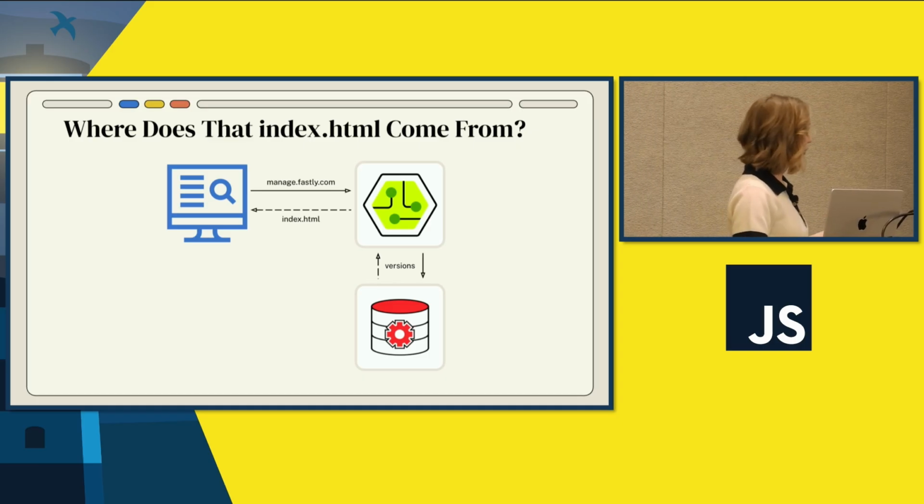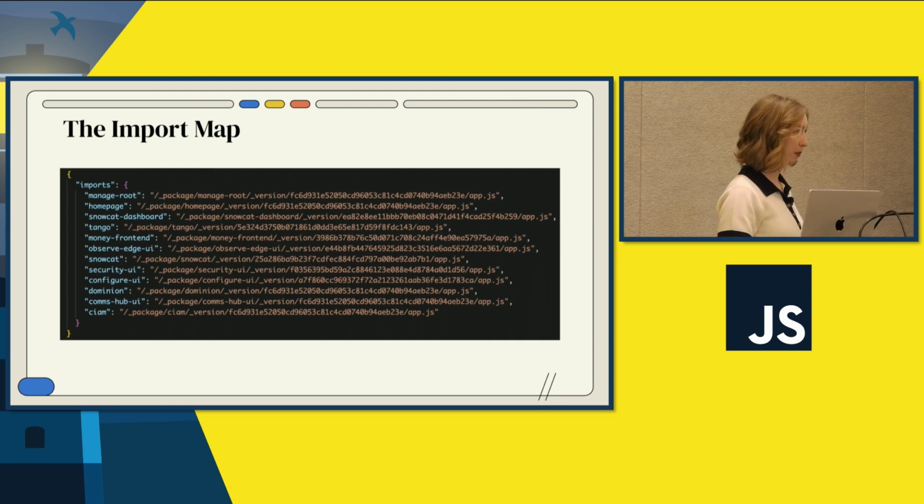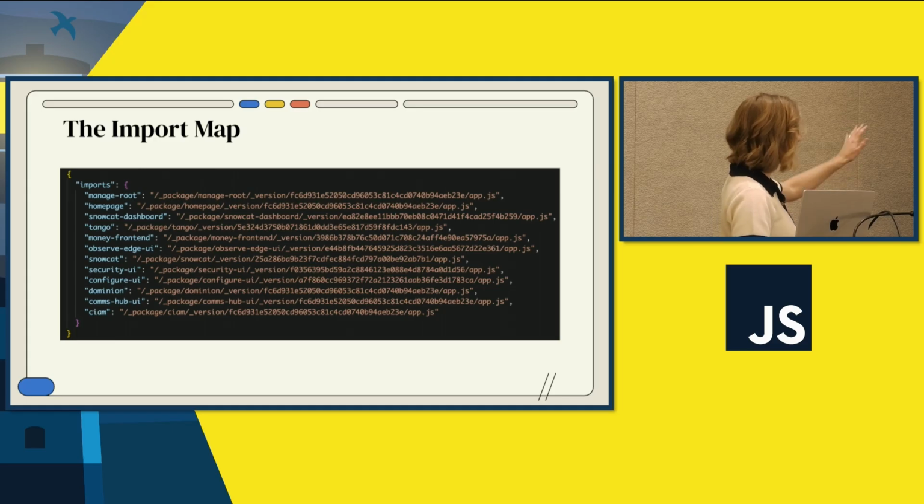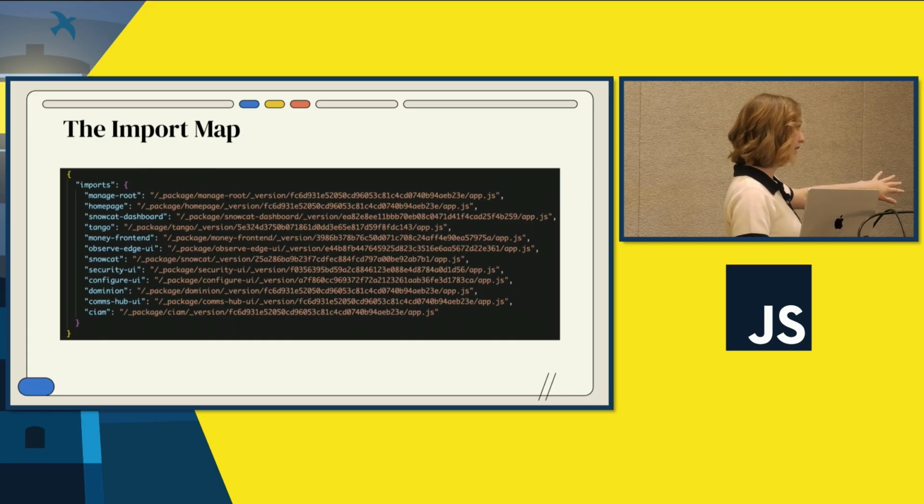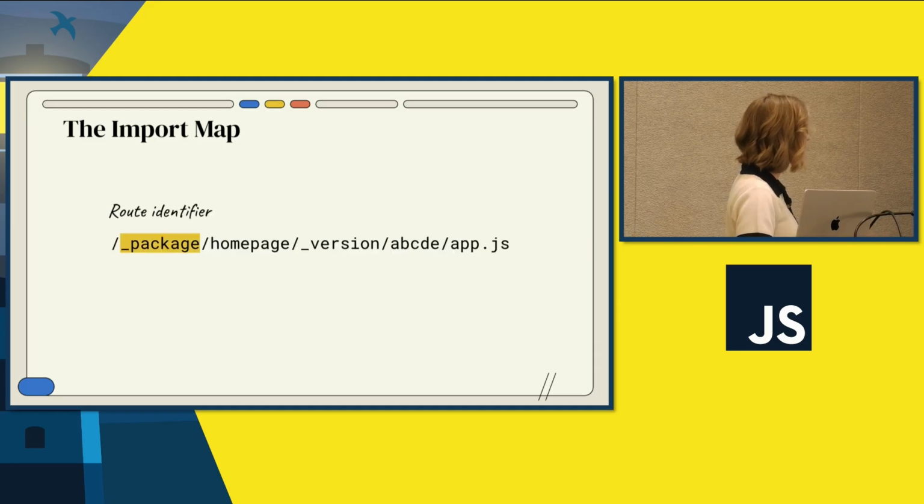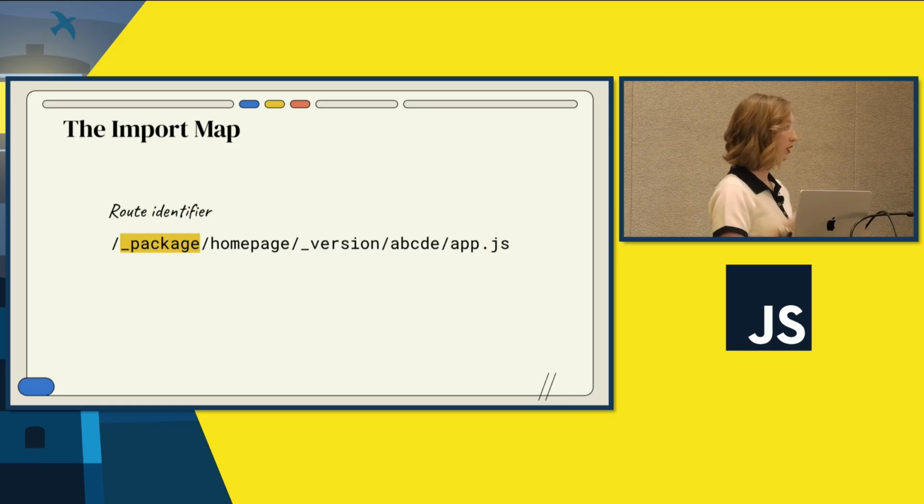So how does the browser actually know how to use these different versions? We use an import map. So this is what our import map looks like for all of our microfrontends. On the left-hand side, the key is the common name we use for our microfrontends, and the right-hand side is the import path. Let's take a closer look at these import paths and see how they break down in our system. So first up, we have the route identifier. This is what we use in the compute service to say, okay, this request is looking for package assets, send it to our package asset handling.